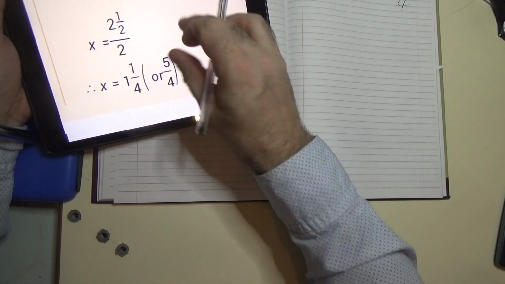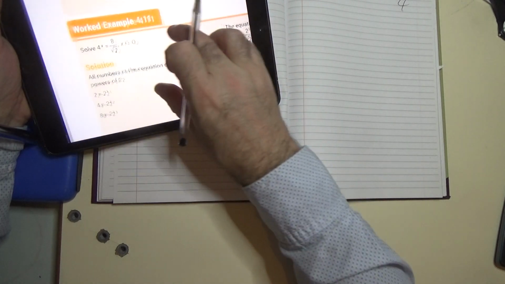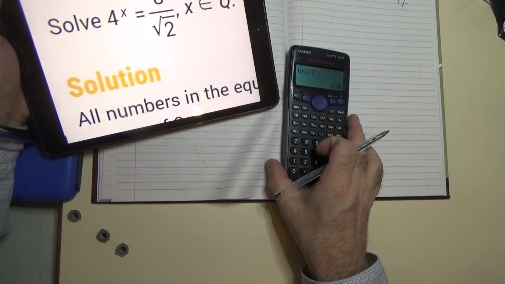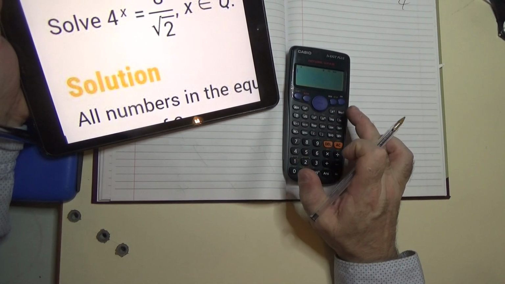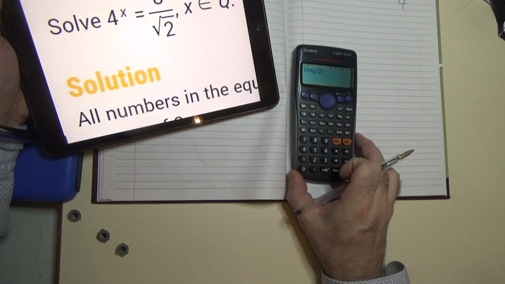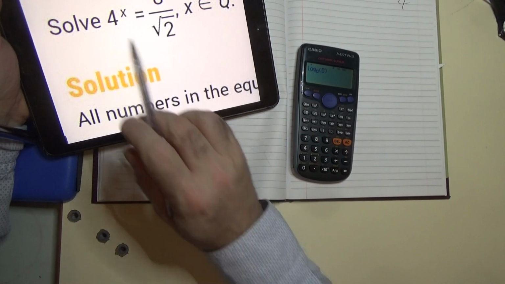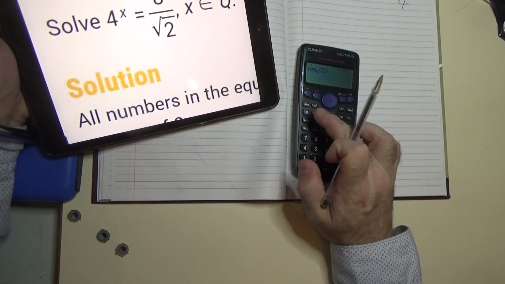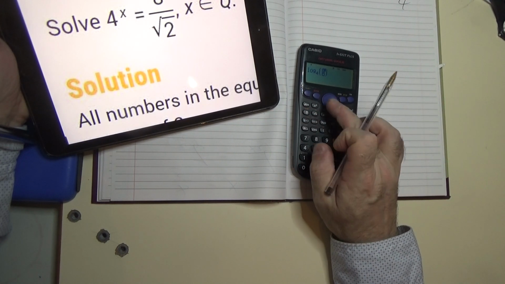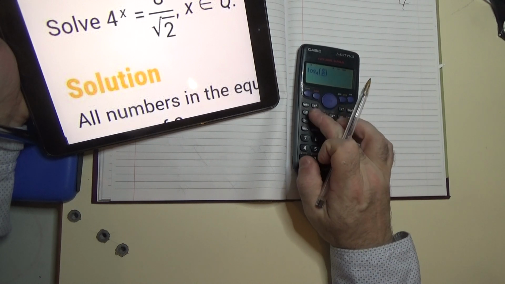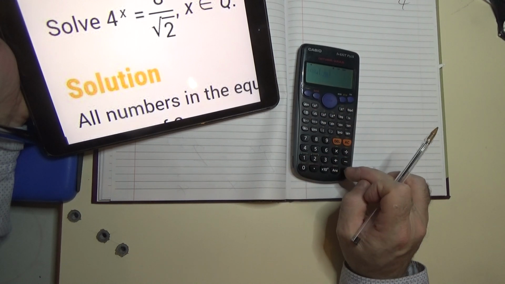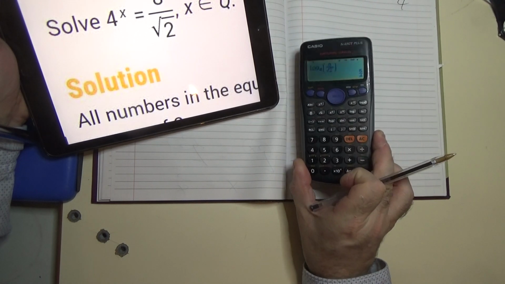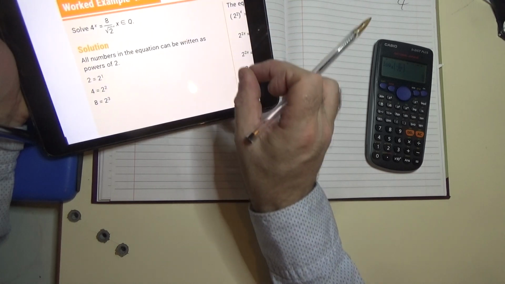Okay, 5 over 4, but come on, that's no way to do it when we can do it the easy way. So what's the easy way? Out with the calculator. Log, the base is 4, and the number you're converting is a fraction, 8 over square root of 2. Okay, 5 over 4. Which do you prefer? I know what I prefer, especially for an ordinary level exam.